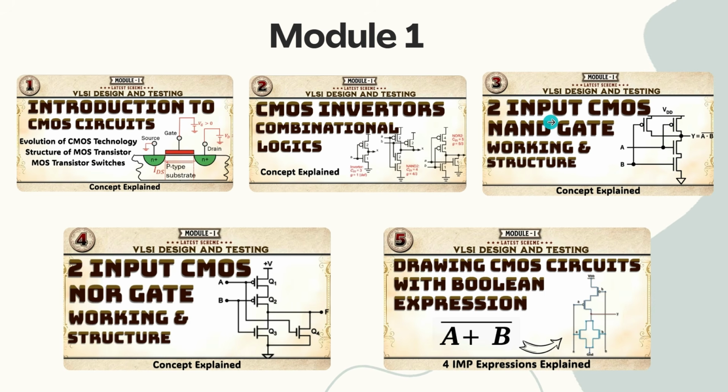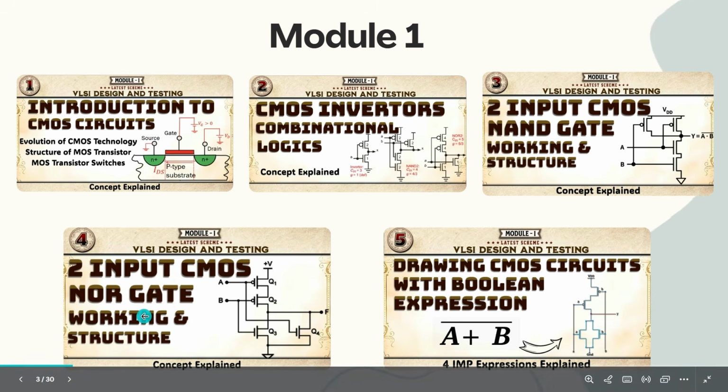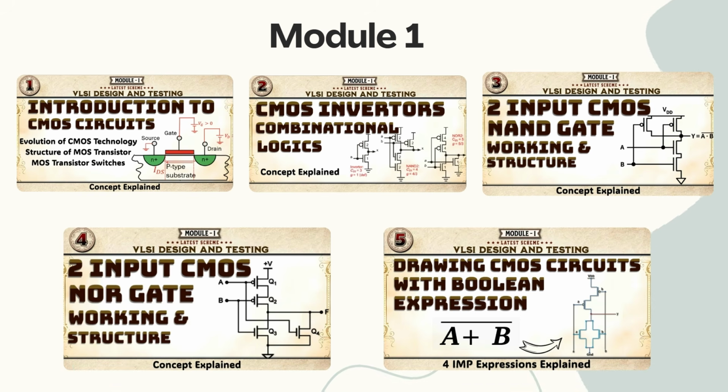Then in the next video, we have discussed the two input CMOS NAND gate, its working along with the structure in detail. And in the next video, the two input CMOS NOR gate. So these two videos, 3 and 4, are very very important. If you understand these two videos easily, you will understand the whole module.